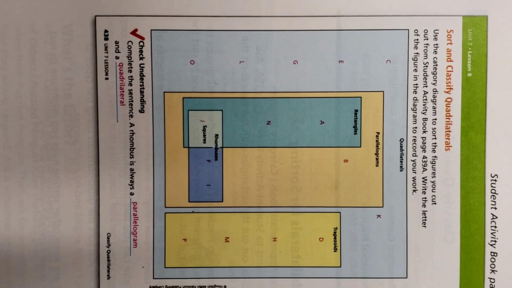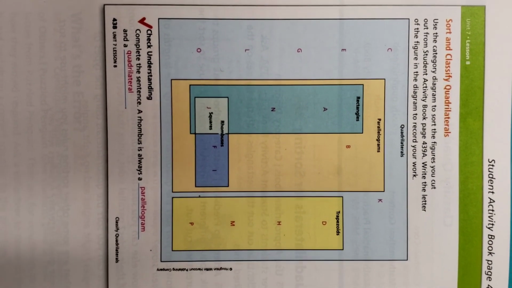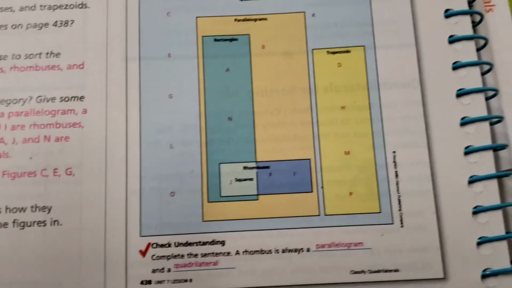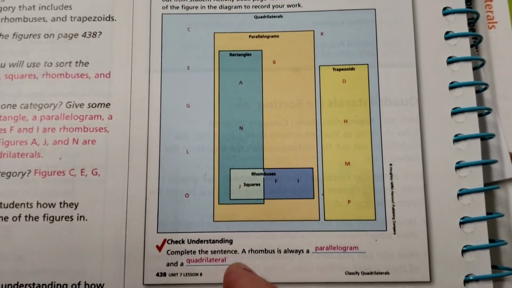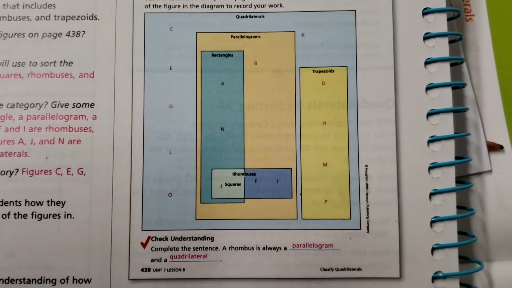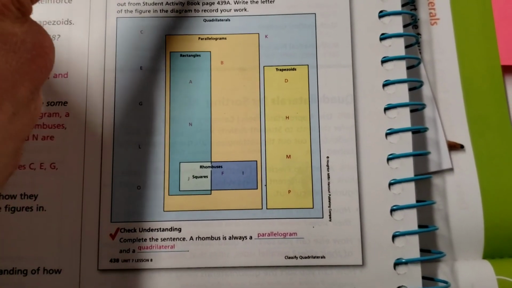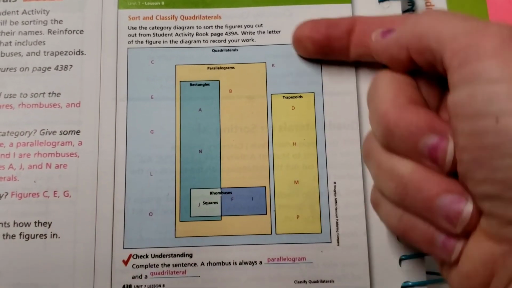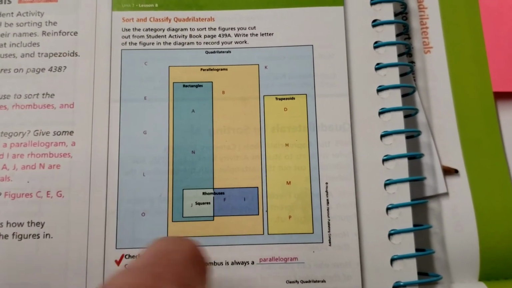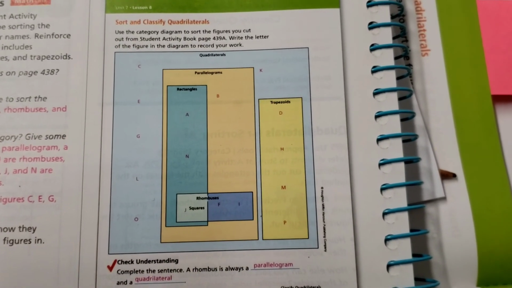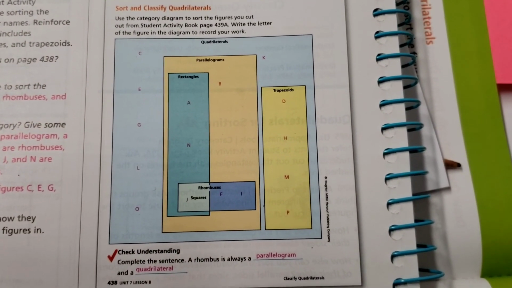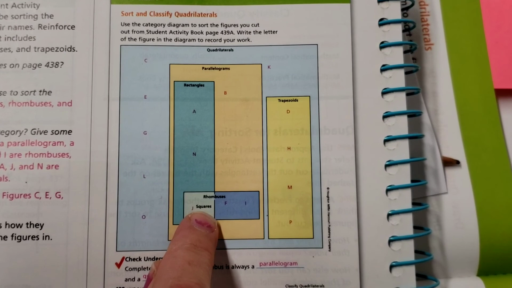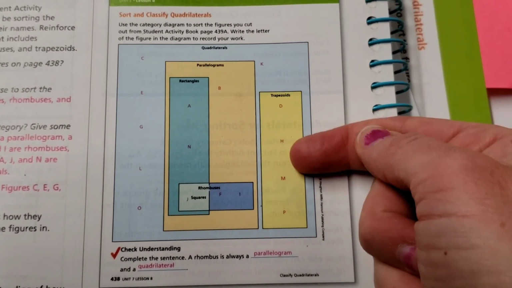Okay, third graders, this is the answer key on the teacher page. This might be better for you. The only difference is they have it in a different direction. But I'm going to say out to you the letters so you know the letters. So in a quadrilateral, the answer key is C, E, G, L, O, and K. On the parallelogram, it is B. Rectangles, A and N. Rhombuses are F and I. Square, J. And then over in the trapezoids, D, H, M, P.